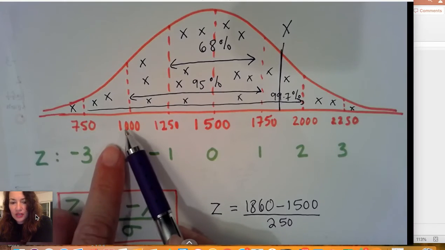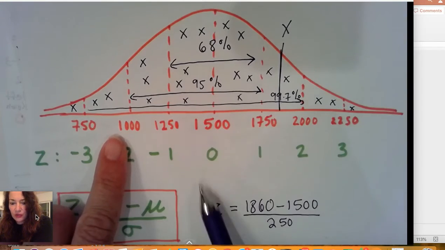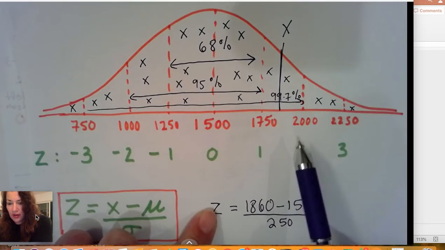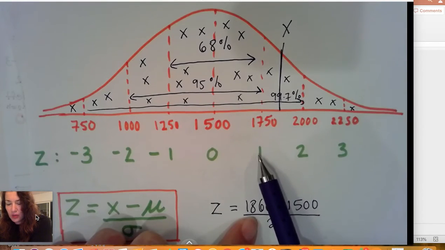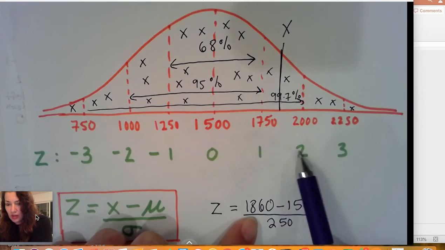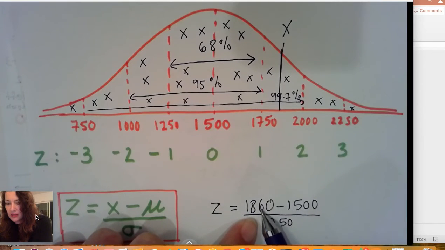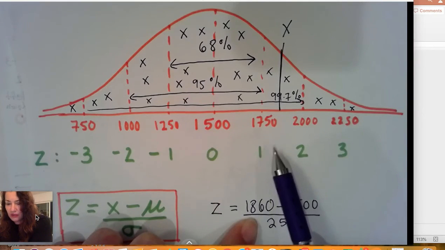So if I actually entered any one of these values, I would get a whole number, and it would be one of these. But I can see that this z-score is somewhere between 1 and 2. And obviously it should be positive because I am right of the mean.